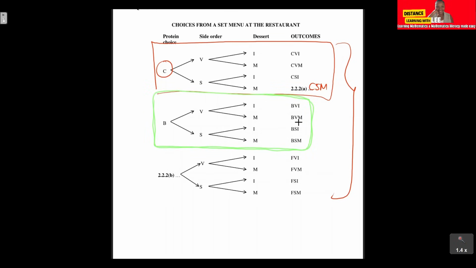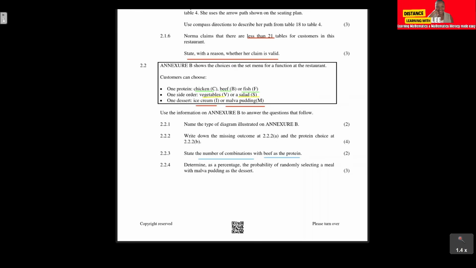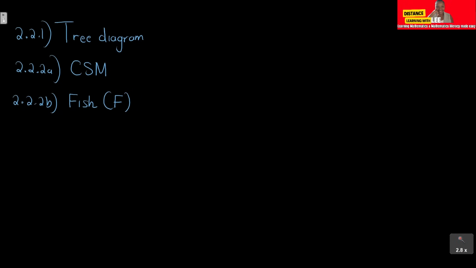And how many of them do we see here? We see one, two, three, four. Because here is if you choose beef, veggies, and ice cream; beef, veggie, and malva pudding; beef, salad, and ice cream; beef, salad, and malva pudding. So those are the four different outcomes that you can get if you decide to choose beef as your protein. So in total, the number of combinations that have beef as a protein is just four. Okay, let's write that down.